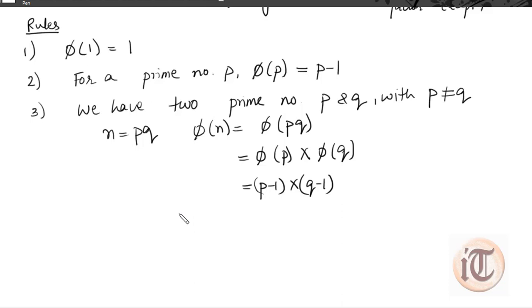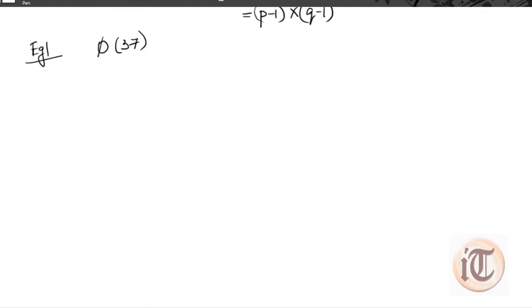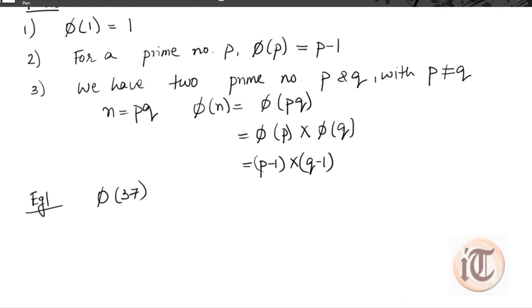Now we take some examples and see how we use these rules for finding the Euler-Totient function. Example number 1: suppose we have to calculate phi of 37. As we know, n equals 37, and 37 is a prime number. So for that purpose we can follow rule 2. Rule 2 says that if we have to find phi of p, where p is a prime number, then we can directly calculate it as p minus 1.